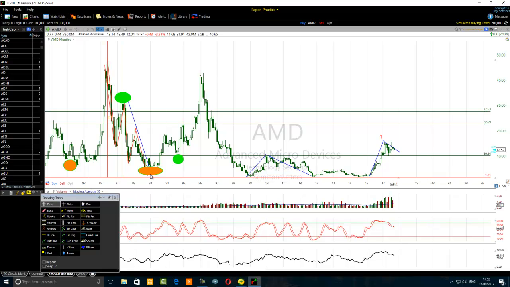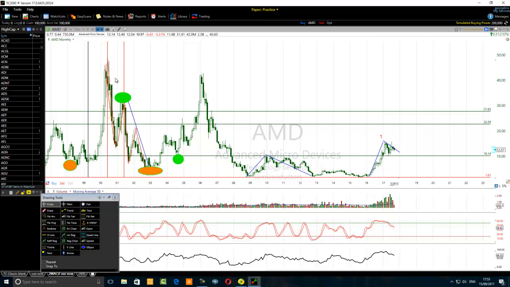Any three move that does not go beyond that third move is a correction. Now, any three price action, so you see here, 1, 2, 3, that does not go beyond the high or the low of that third move is a correction. All right. Now we can go a little bit deeper talking about the Elliott rules.